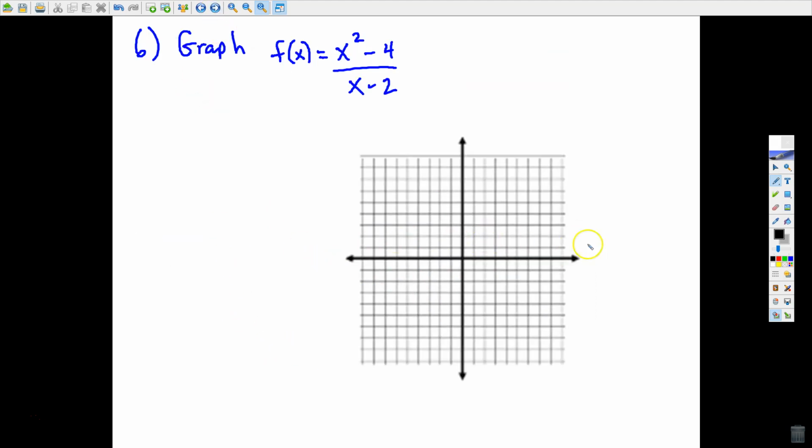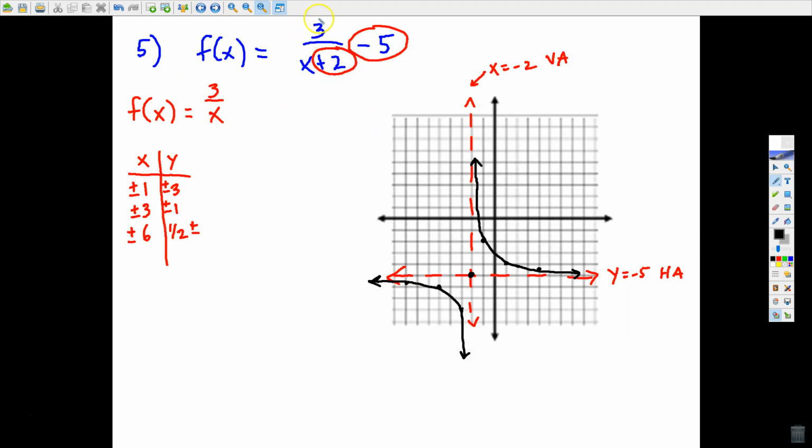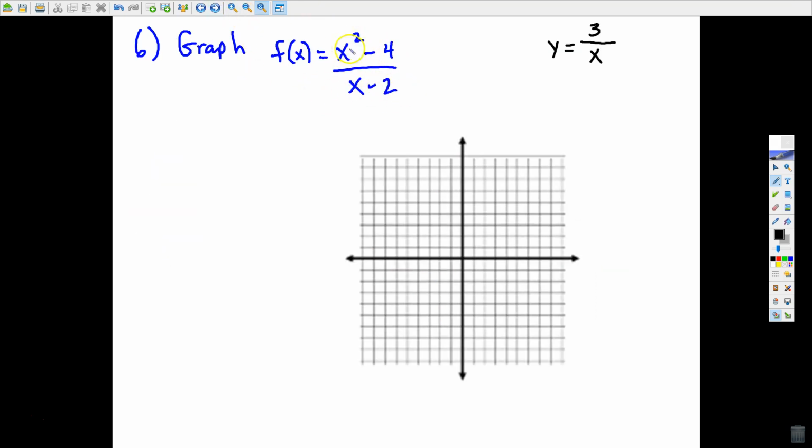Number 6 is a rational function graph. It's not a translation of the parent function. The inverse variation function will always look like this. There'll be just a single constant on top, and then the variable x will be on bottom, and then you'll notice the translations. Well, notice this is not in that form. So I want you to draw a distinction between the graph from number 5, which had just a constant with x on the bottom, versus this, which is just a rational function.